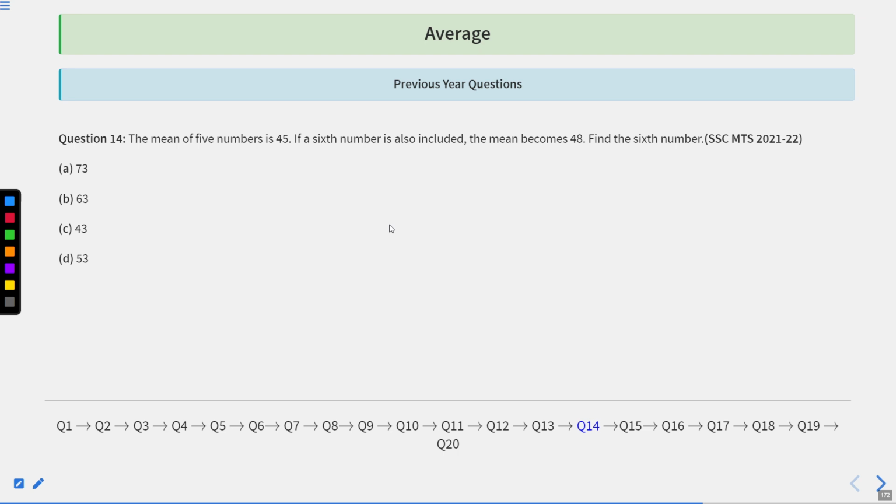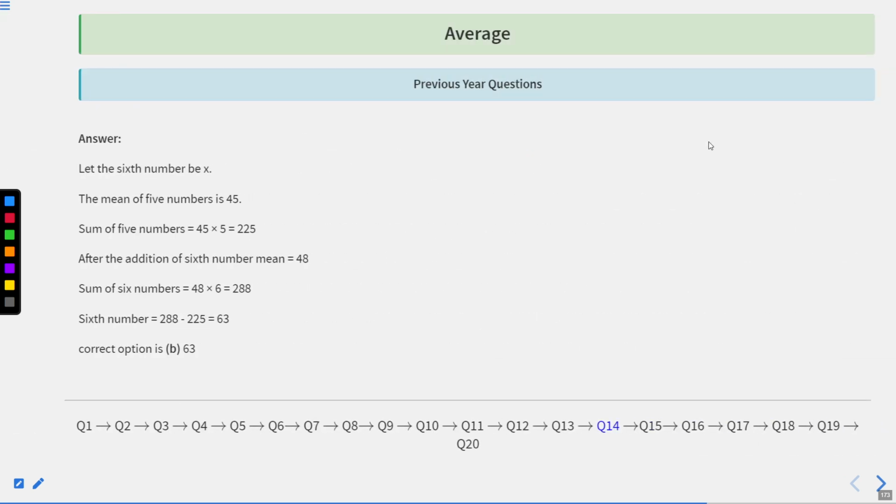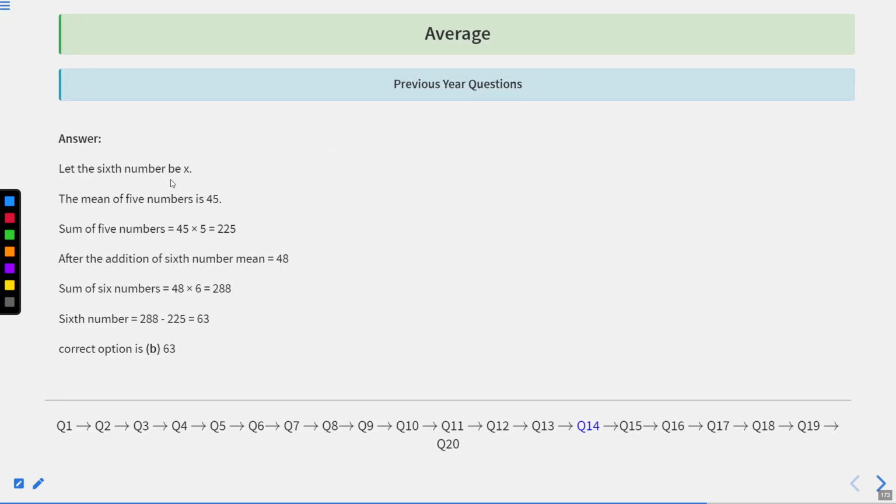Let us move ahead with problem number 14. The mean of 5 numbers is 45. If the sixth number is also included, the mean becomes 48. Find the sixth number. Let us suppose the sixth number is x. The mean of 5 numbers is given as 45, so we can compute the sum of 5 numbers. That will be 45 times 5, which is equal to 225.